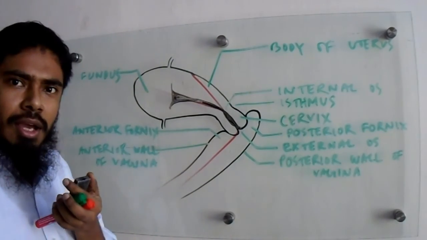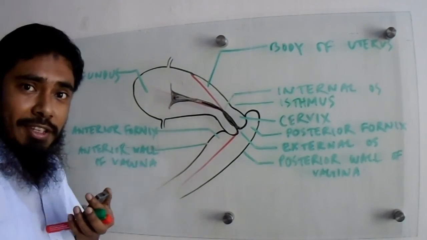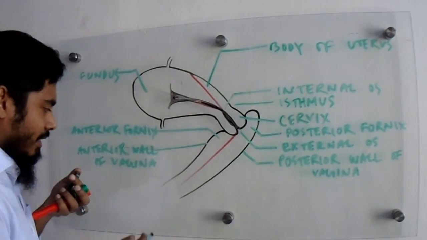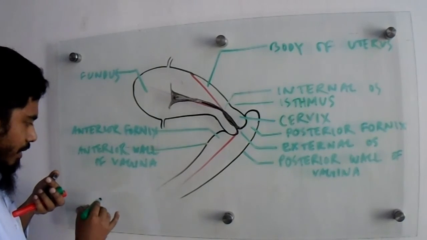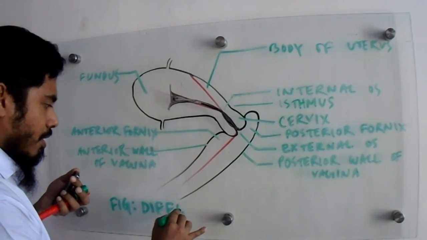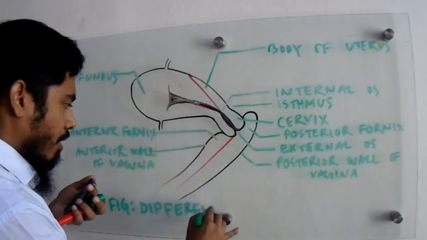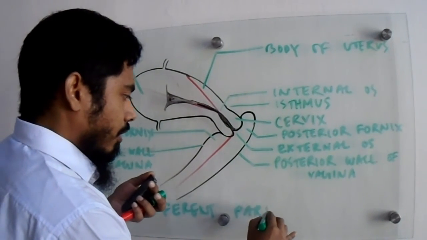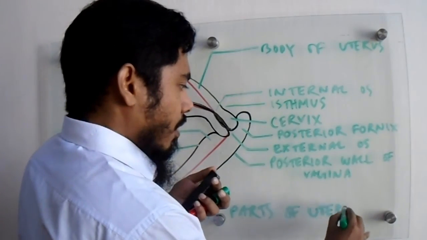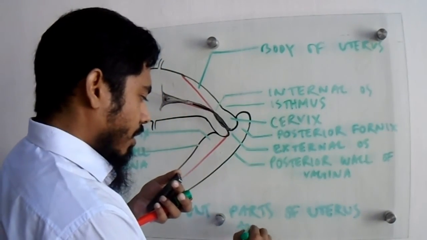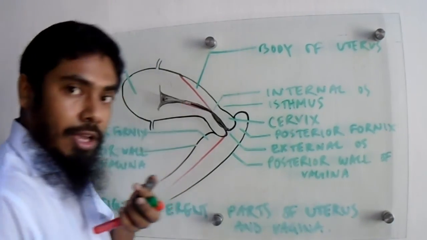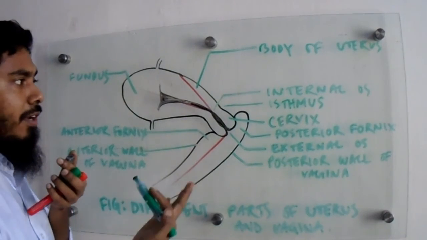Okay. Now what do you think? Does this figure complete? No. You have to write the figure legend at the bottom of the figure. That is, Fig colon different parts of uterus and vagina. It is the figure legend. Now our figure is complete.